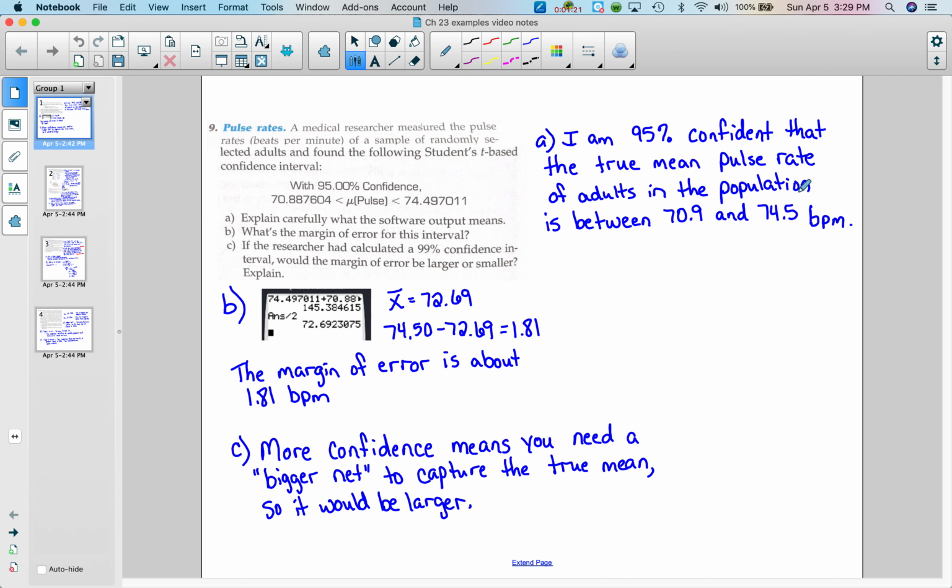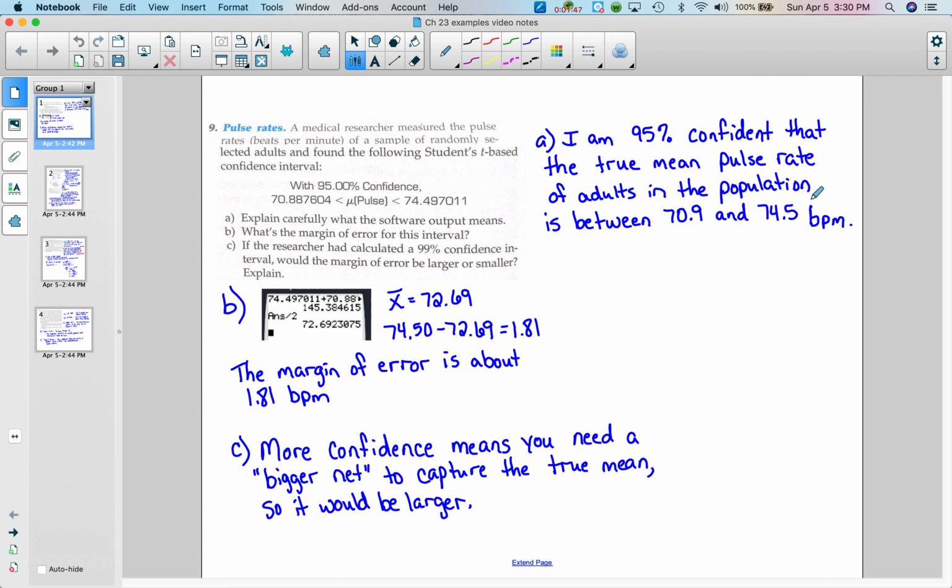Notice I didn't know what population we're talking about, so I just said in the population. Be careful that you don't say the mean pulse rate in the sample, because that would be incorrect. We know that the mean is within there. So you're talking about the true mean pulse rate in the population is what you're talking about when you interpret a confidence interval.